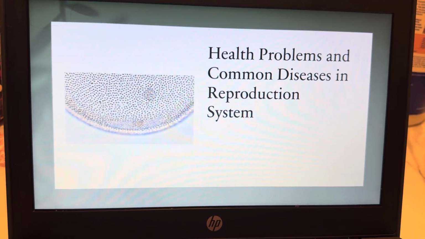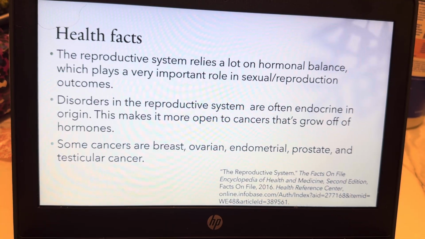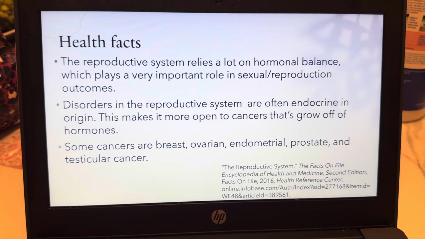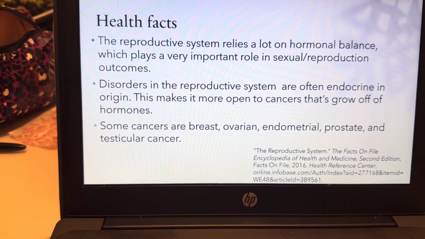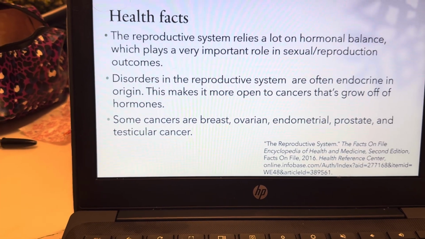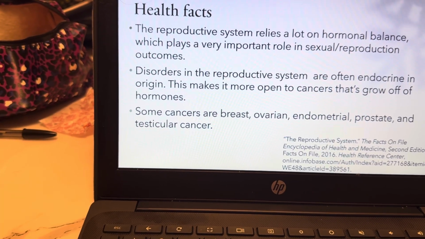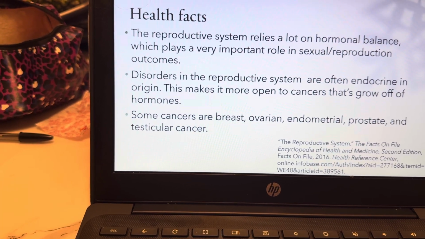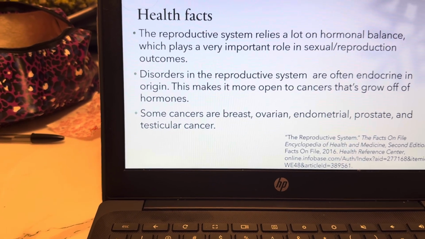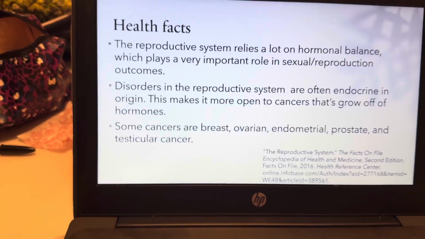So there are many health problems and common diseases that are associated with the reproductive system. Here are some health facts, and basically it's showing that the reproductive system relies on a hormonal balance, which is very important for sexual reproduction. There can be many disorders associated with the reproductive system, like different types of cancer such as breast, ovarian, endometrial, prostate, and testicular cancer.